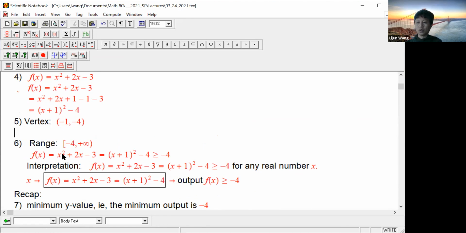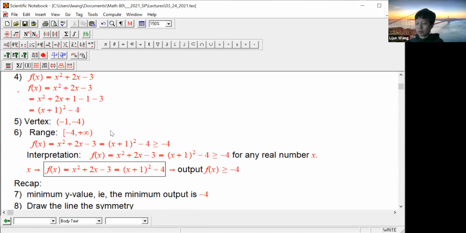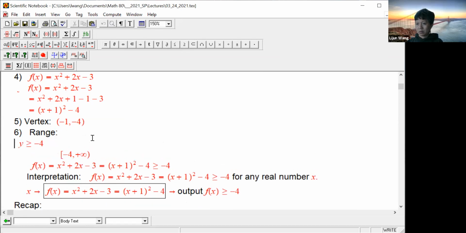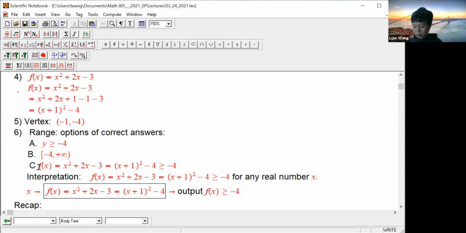The range. Which version of range do you want? I'm going to give you some options. This answer is okay. This answer is okay as well. Options of correct answers. This is one option, and this is another option, and this is another option. And all three options are fine.